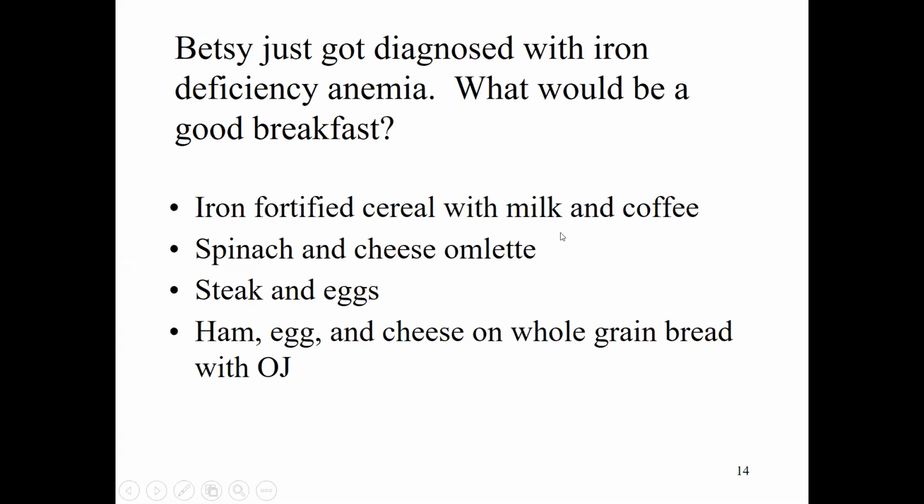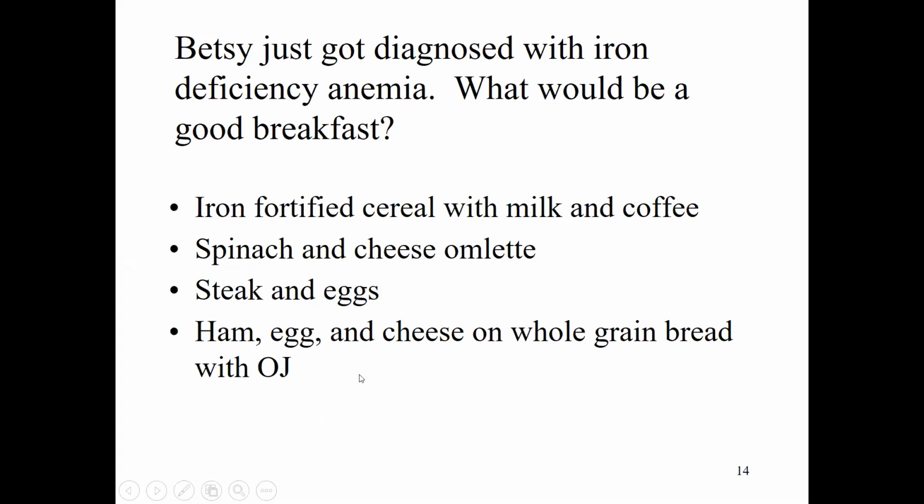Spinach and cheese omelet, that's also not going to be good. Spinach is non-heme iron, so it doesn't get absorbed as well, and cheese is a dairy product. It's going to further make things worse. Steak and eggs is going to be a good answer. Steak is heme iron. Eggs, while not animal flesh, still come from an animal, so these are going to be pretty bioavailable sources of animal heme iron.